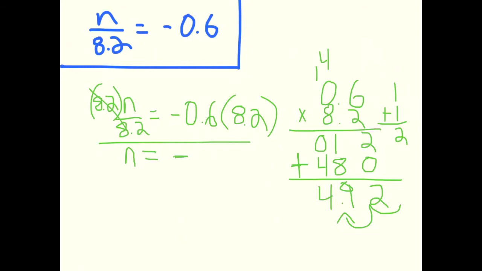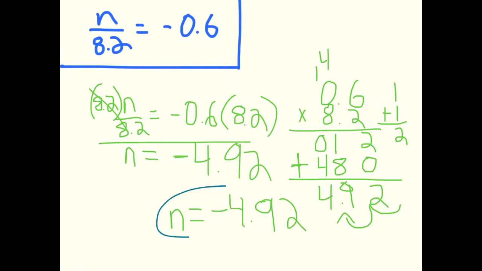So your answer is n equals 4.92. And don't forget the negative because they're different signs. So, again, n equals negative 4.92. And there you go.